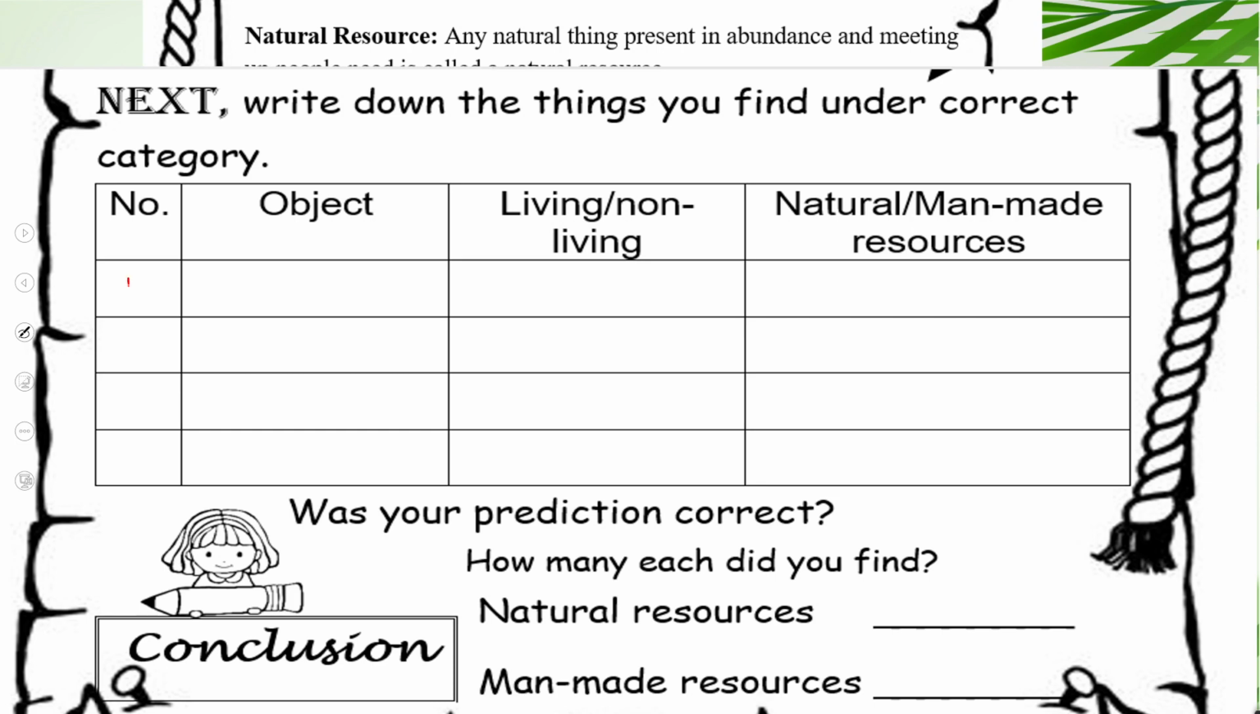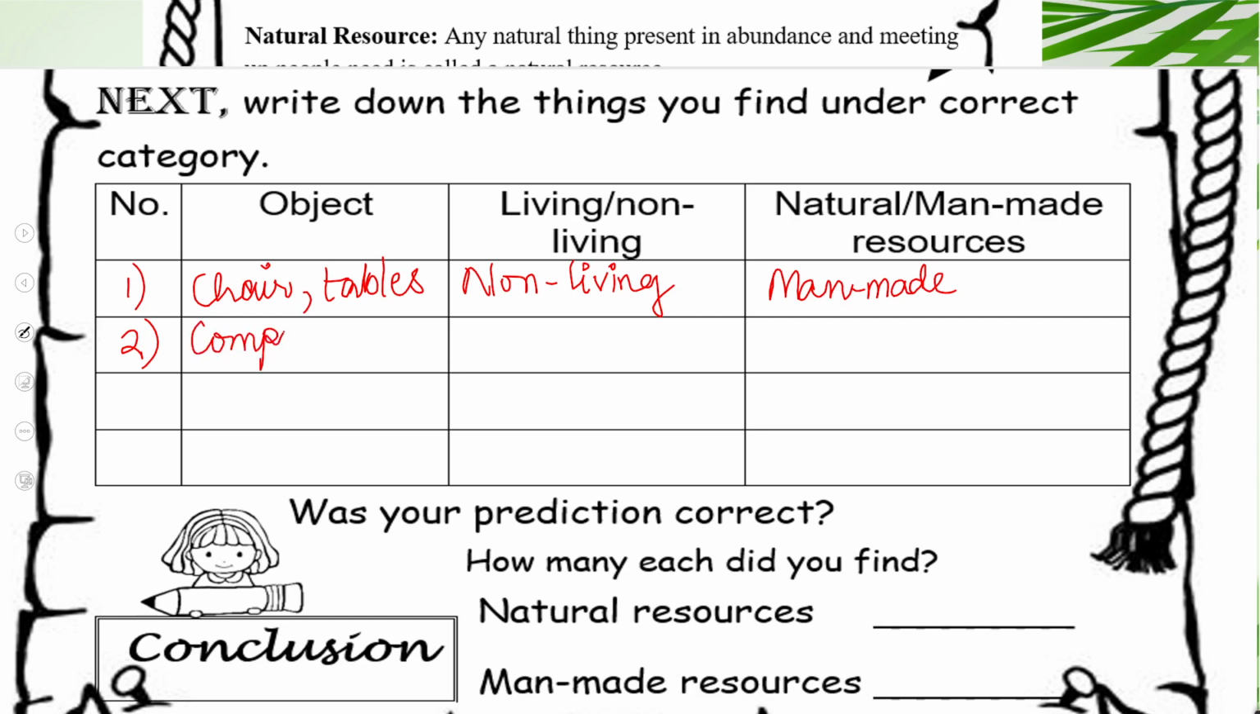So what I found was chairs, tables, they were non-living, and they were man-made resource or natural resource? Man-made. So this is how we will finish the worksheet. Number 2, I also find computers, books. So same thing will come. They are non-living and man-made.